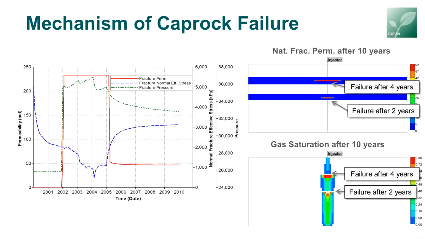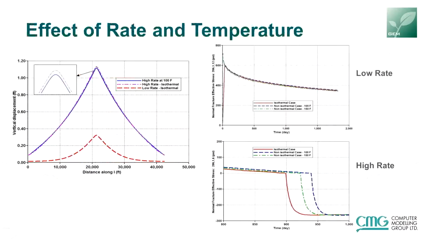So we know that this failure can happen. Now, how can we mitigate the risk? We did two studies. We studied the effect of rate and the effect of the injection temperature. We found that when you inject at a lower rate, the surface heaves that you obtain are lower than when you inject at a higher rate.